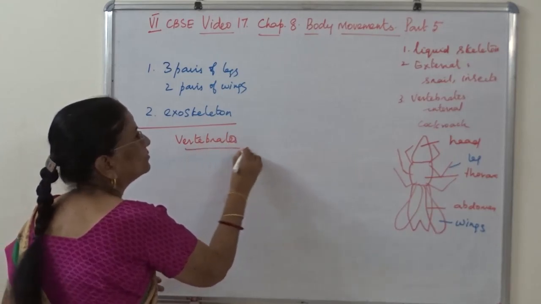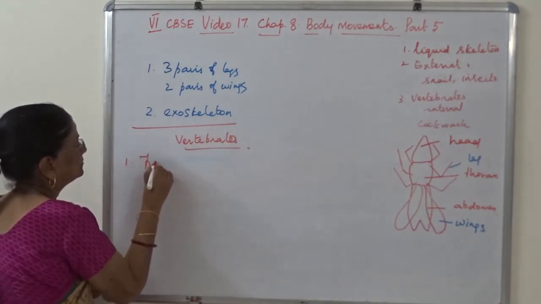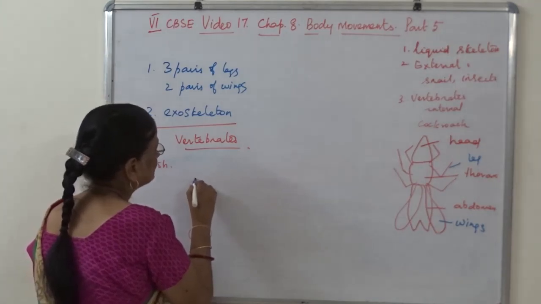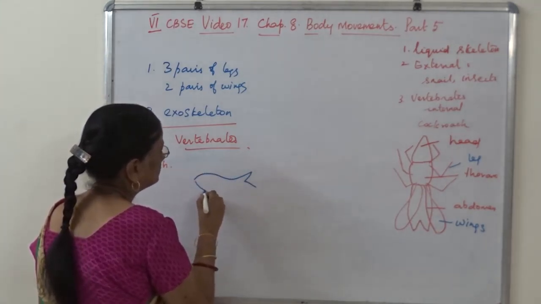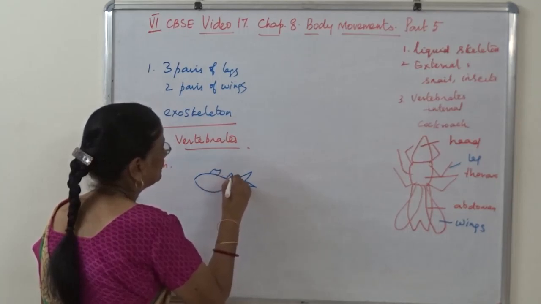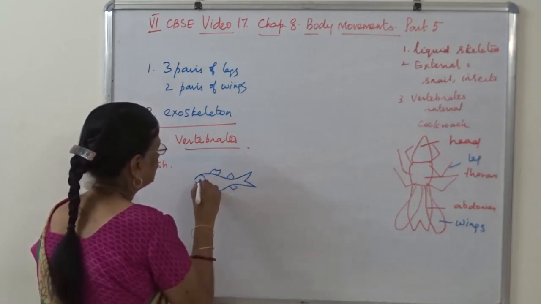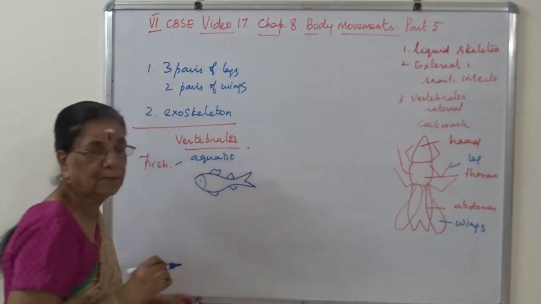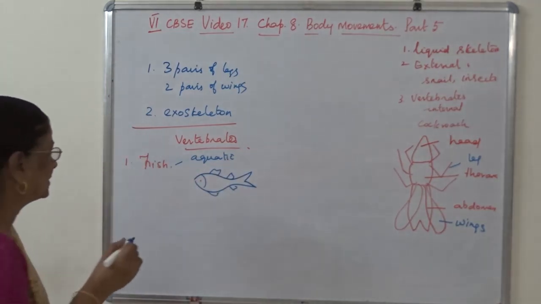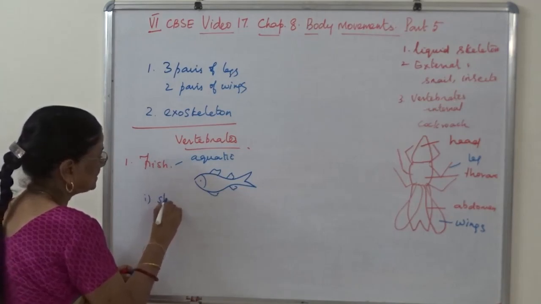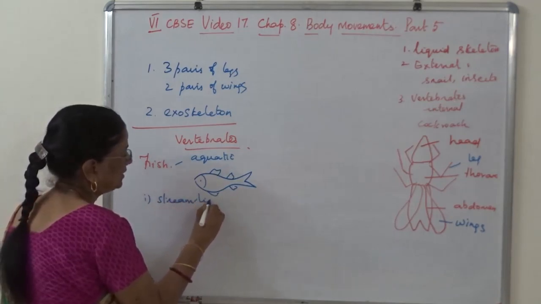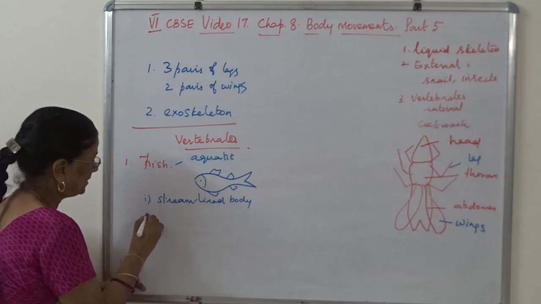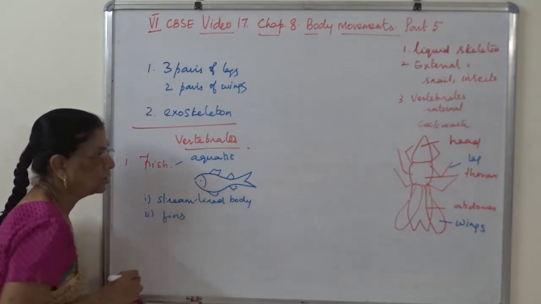The next one is movement in vertebrates. First of all, fish. Fish is an aquatic form. It lives in water. It is characterized by the presence of a streamlined body and the presence of fins for moving.